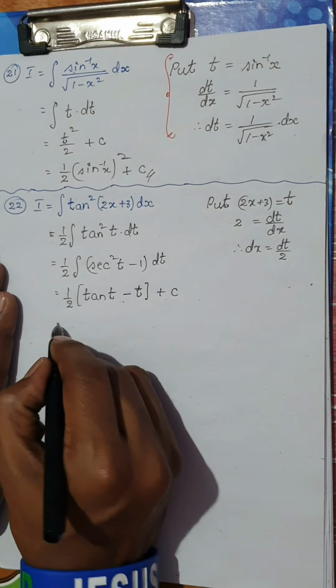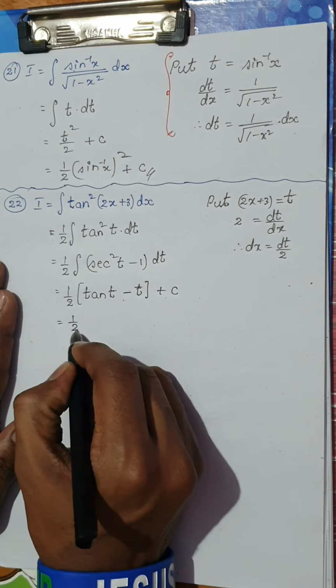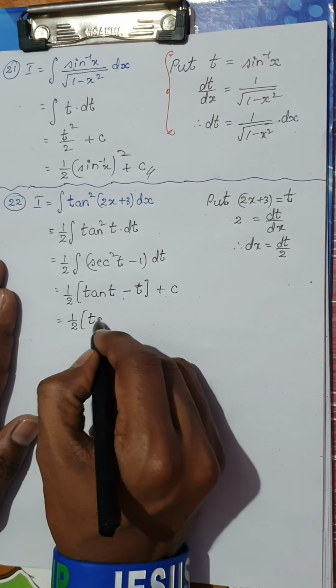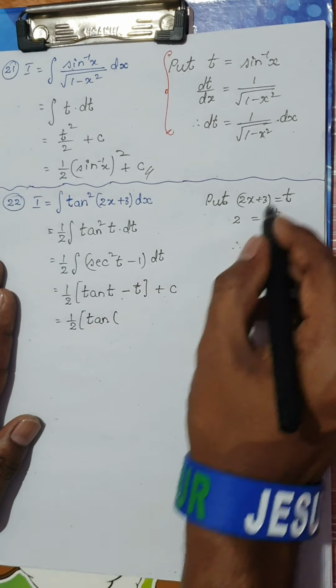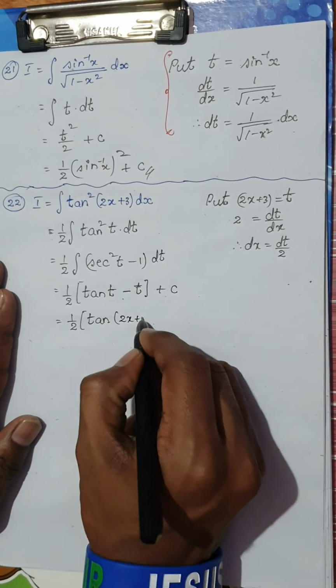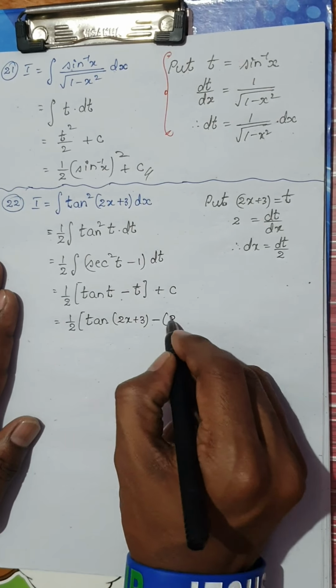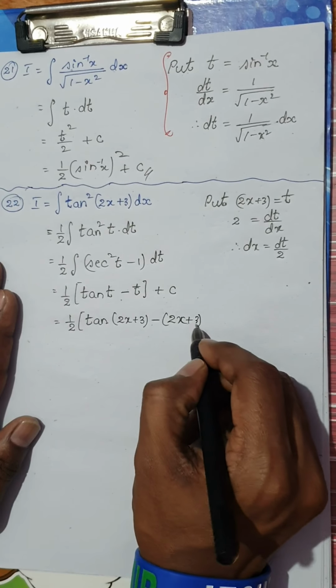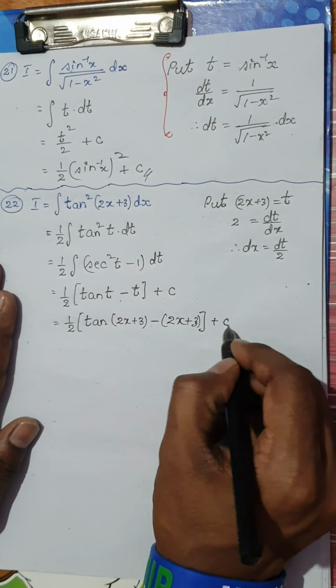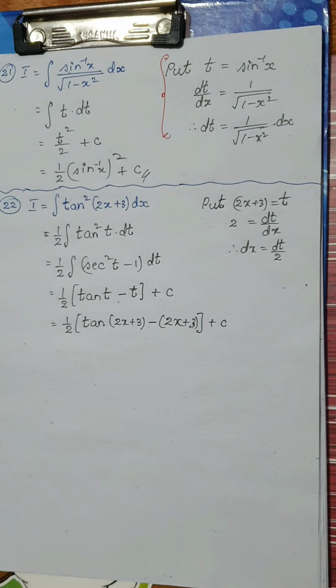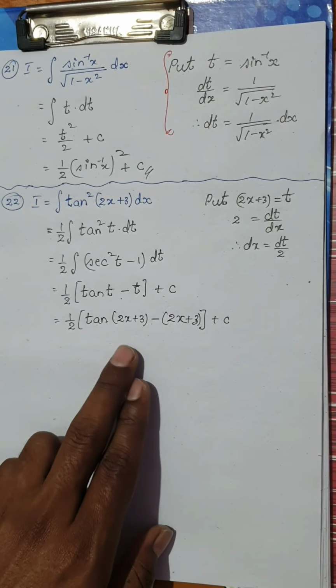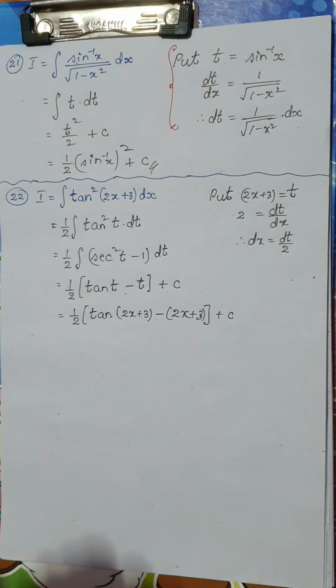Okay, so replace back for t. So this is nothing but half of tan of, what is t? t is actually 2x plus 3, minus, again use a bracket here, 2x plus 3, plus the constant of integration. Okay, so this is the final result of the above integral.